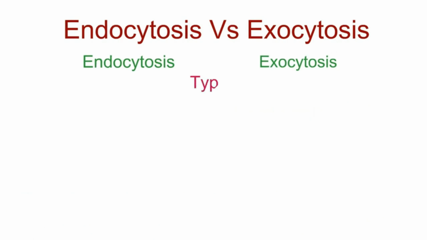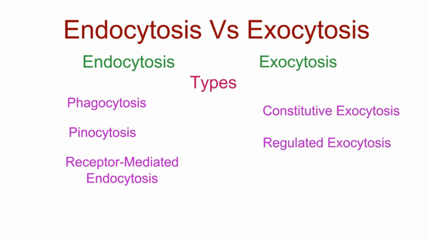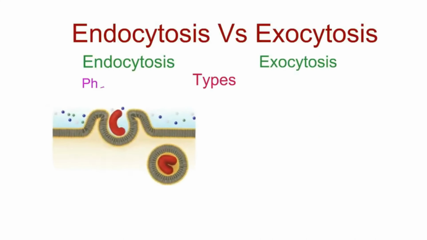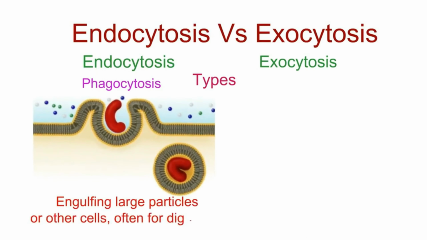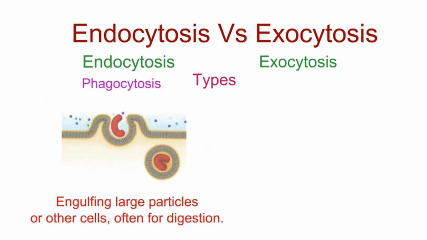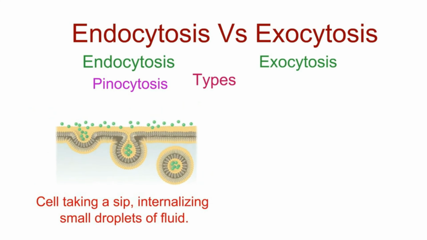There are different types of endocytosis, like phagocytosis, pinocytosis, and receptor-mediated endocytosis, while exocytosis has two main types, constitutive exocytosis and regulated exocytosis. Phagocytosis is the process of engulfing large particles or other cells, often for digestion. Pinocytosis is like the cell taking a sip, internalizing small droplets of fluid.